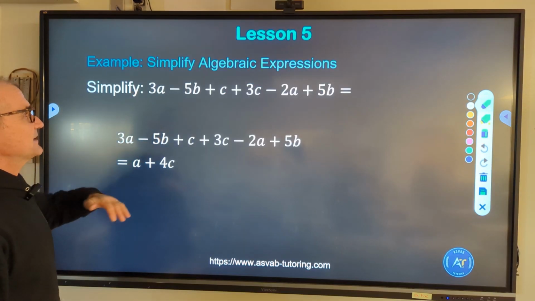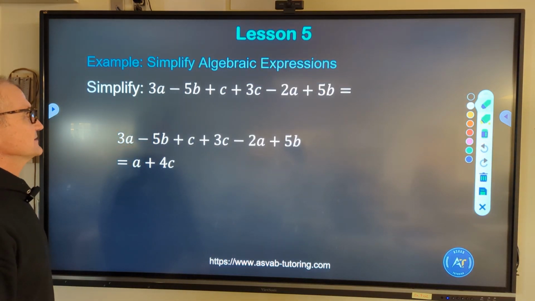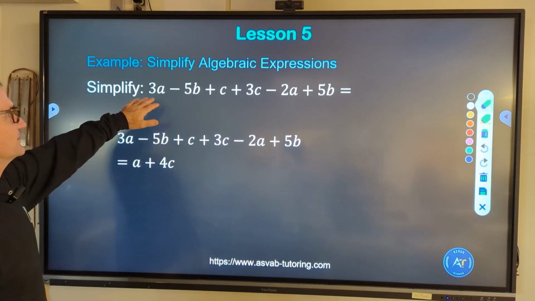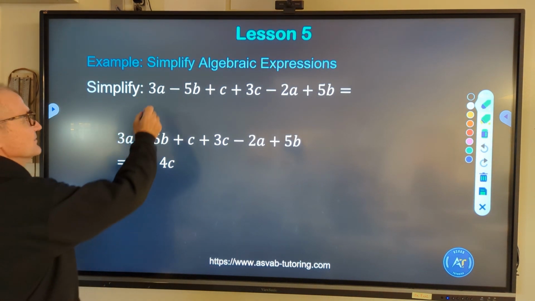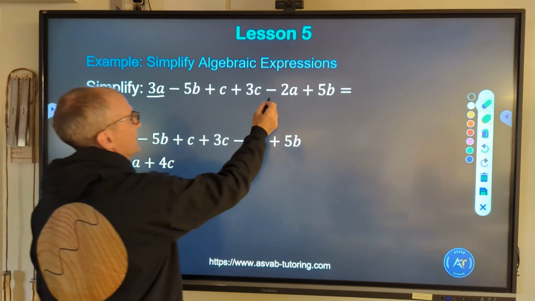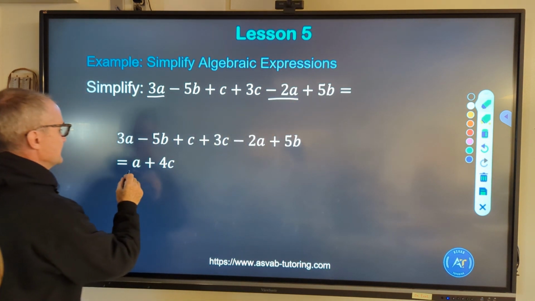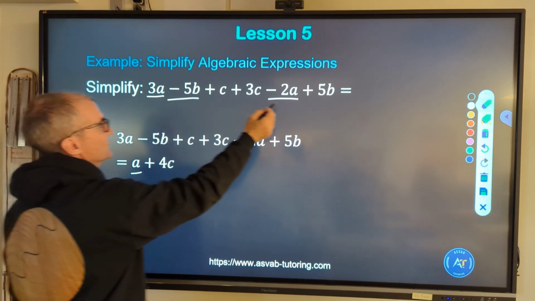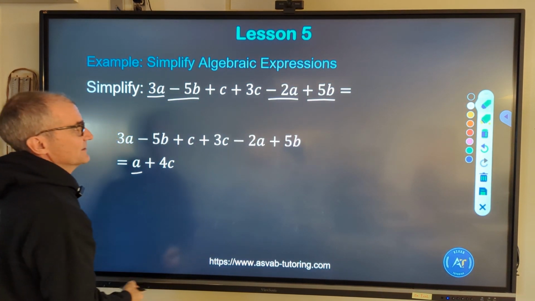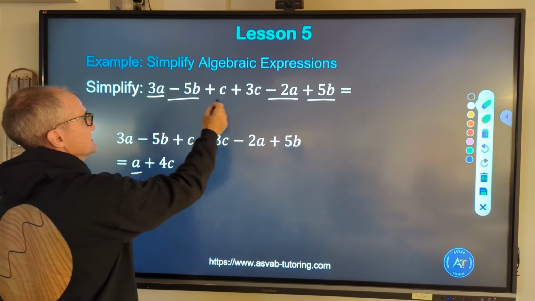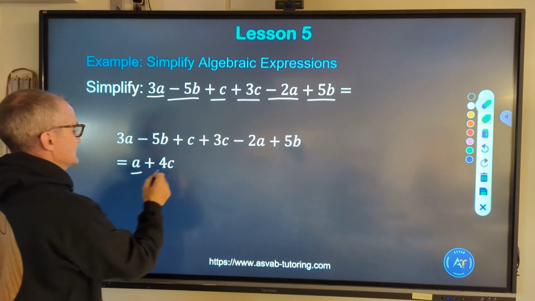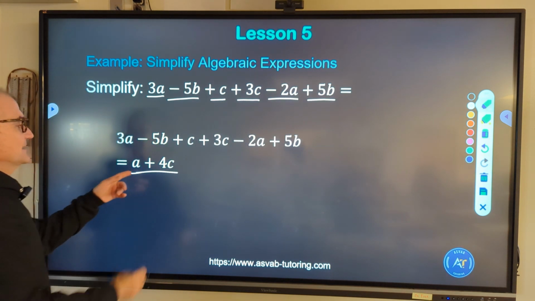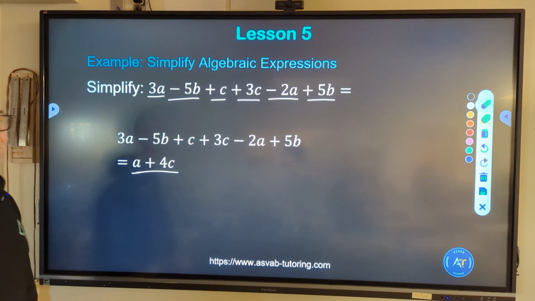Simplify algebraic expressions. Again, this is all about combining similar terms. I'm looking for all the terms that have an a in them. So I have 3a minus 2a gives me 1a. Minus 5b plus 5b gives me a 0. 1c plus 3c's give me 4c. So there's my answer right there, a plus 4c.